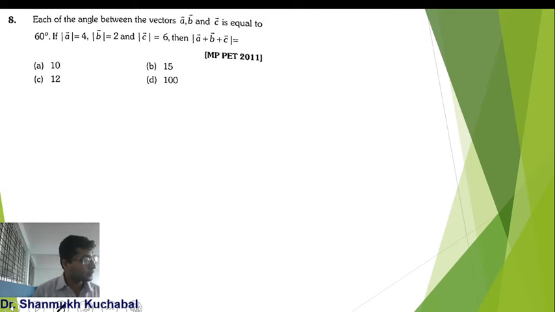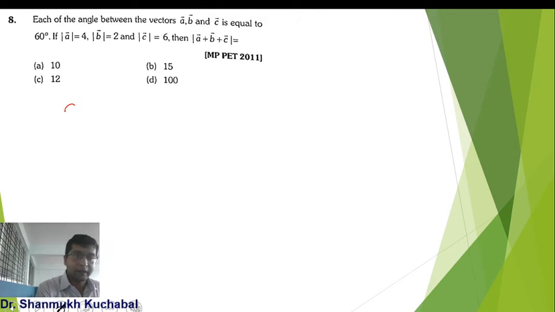Yes. We'll move to our next example. Each of the angles between vectors A, B and C is equal to 60 degrees, and we have to calculate the value of the magnitude of A plus B plus C. Each angle is equal to 60 degrees. First I will write a formula.